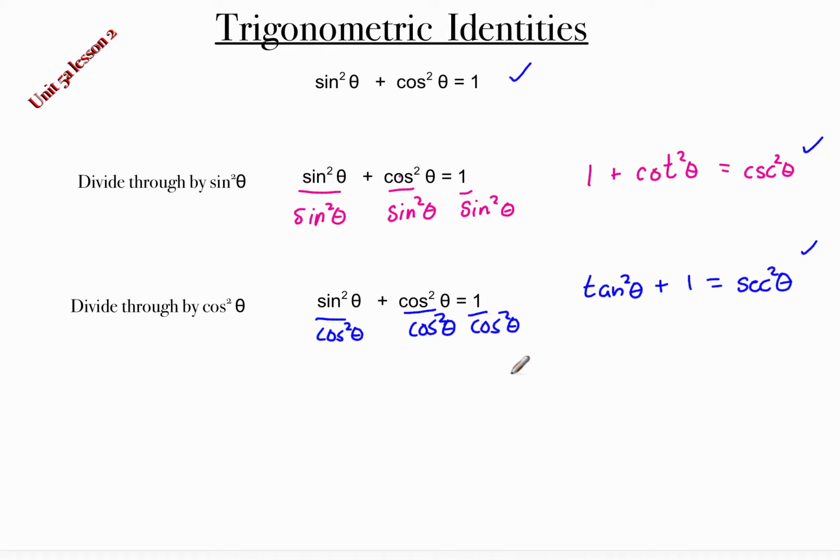And within these trig identities, we have more identities. For example, I could manipulate this. And I could subtract cosine squared and say sine squared is equal to 1 minus cosine squared. And you're like, oh, wow, Mrs. Trollin, if you did that, you could have subtracted sine squared and you could get cosine squared theta equals 1 minus sine squared.